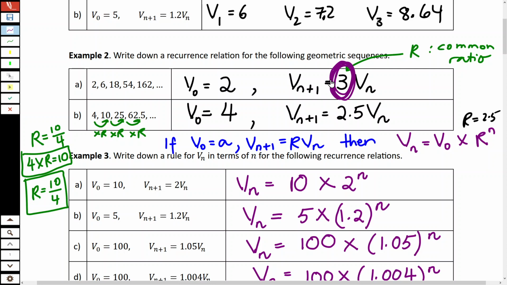So this thing here, this is the number that you are multiplying by each time. So when it gets to 2, you times 2 by 3, and then what's that equal? You times that number by 3 again. So you just times each answer by 3 as it goes on.